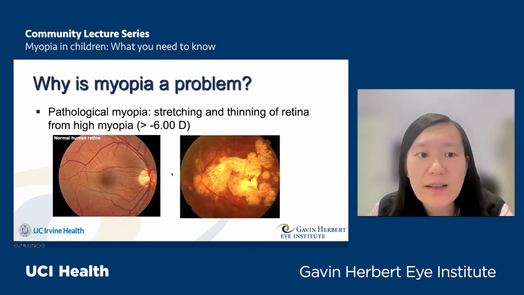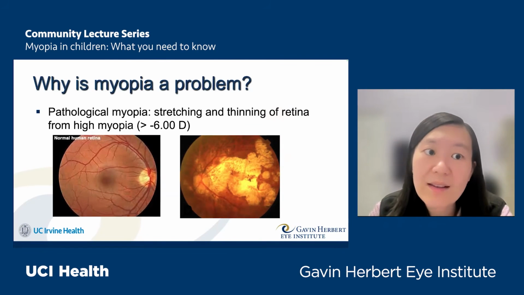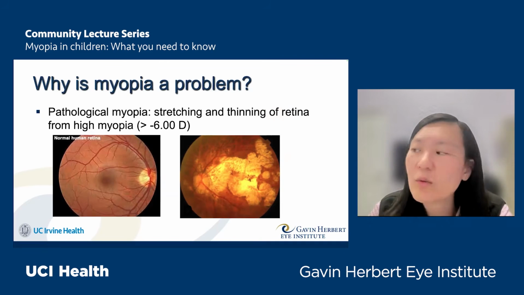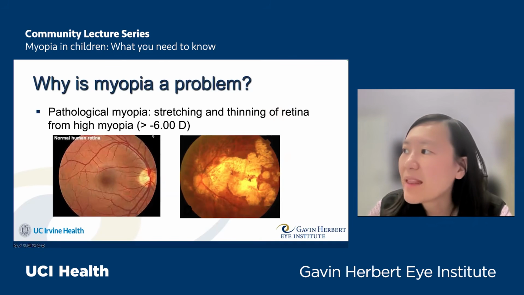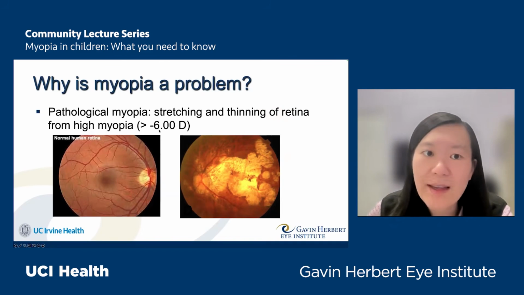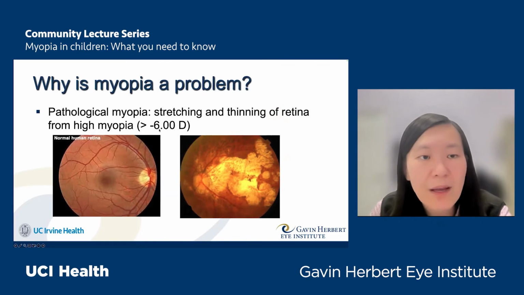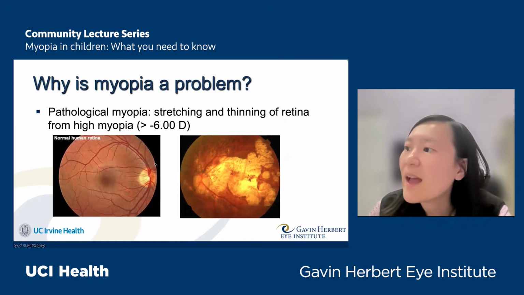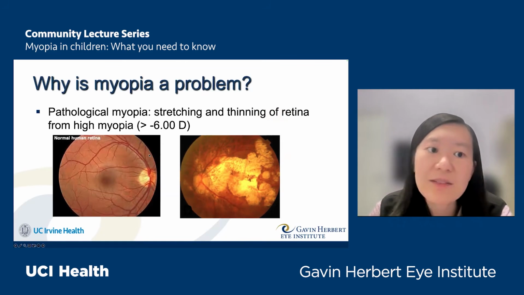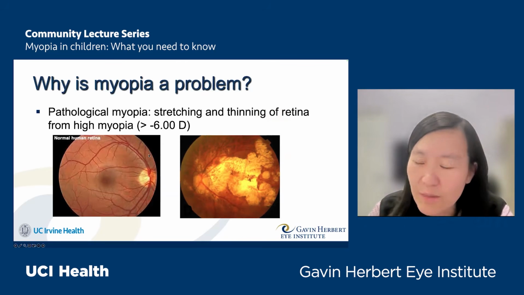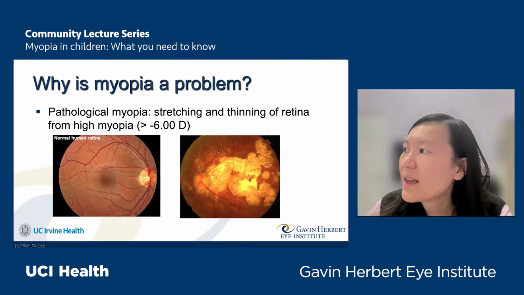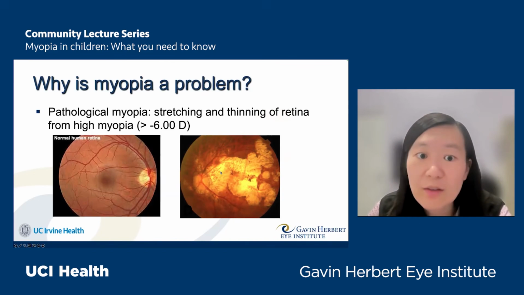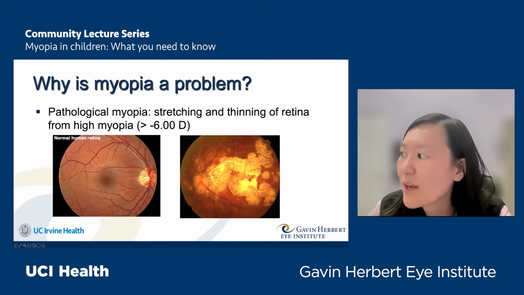Well, we don't want kids to have myopia that is what we call pathological, which is high myopia. Anything that we measure above 6 diopters of myopia, we consider pathological or high myopia. And the issue becomes that you have secondary complications from it. And so the retina stretches and it's thinned out. So, for example, in the picture on the left, you see a normal retina. The picture on the right is actually a patient who has high or pathological myopia.